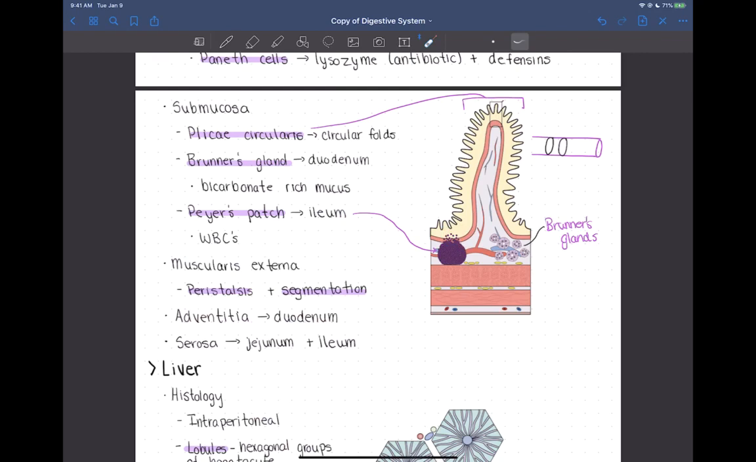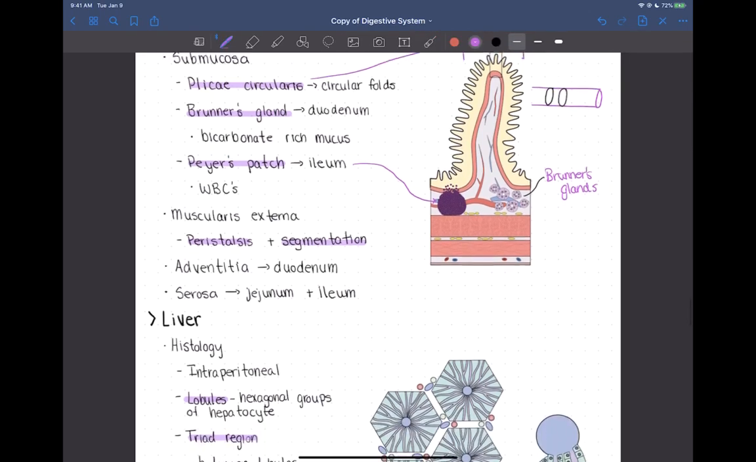So a lot of times when you're looking at an actual slide, where these Peyer's patches are, it'll be kind of obscured as to where the submucosa stops and the mucosa starts, because it'll just be full of white blood cells. All right, so these Peyer's patches are going to help prevent bacteria that are in the lumen out here from getting into this blood supply here that's in the submucosa.